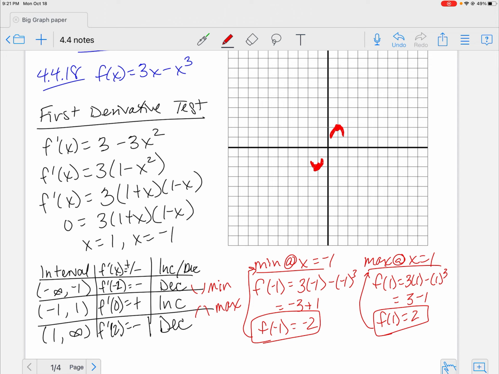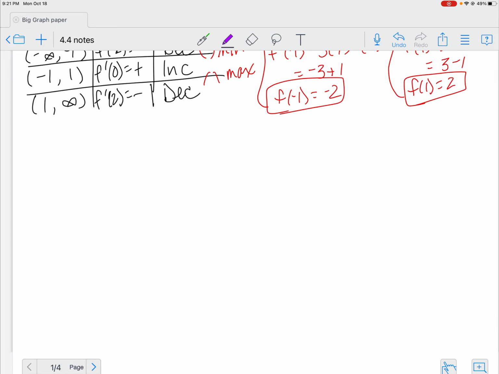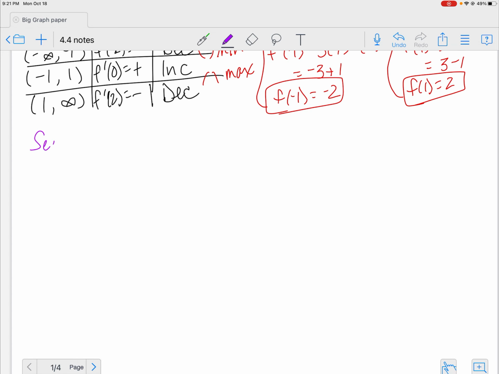You've got it. Okay, now there's our first derivative test. Well, we're not finished yet. We have to figure out concavity. And we can figure out concavity with a second derivative test.